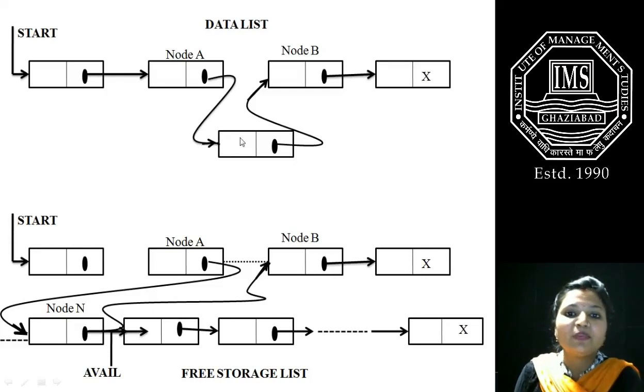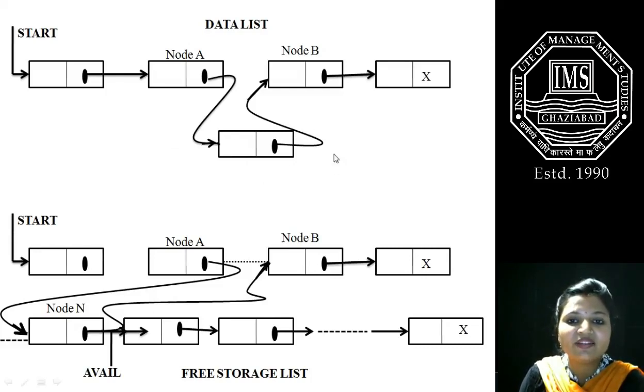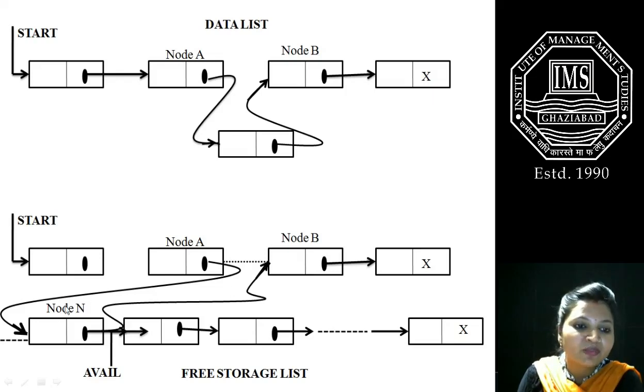We can see it here. Suppose this was the data list, and this was the node that we were inserting between A and B. If we see the memory representation, this node is part of the avail list. We will allocate the space from this node. Now A is pointing to the first node of the avail list, and the link pointer of this node n is pointing to the node B, and since avail was pointing to the first node in the free storage list, now avail will point to the next node in the free storage list.